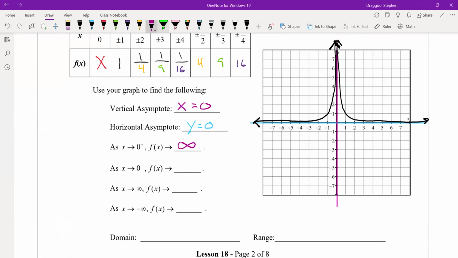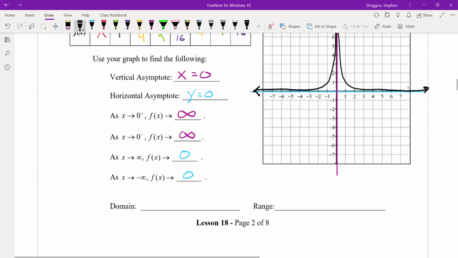The other one is going to ask me to look at approaching 0, but this time from the left. Start over on the left side and trace my graph in, and I am again headed up to positive infinity. The next two sets are going to ask us to look at what happens if x becomes really large. It's effectively asking us for the end behavior of this graph, what happens all the way to the right, and then what happens all the way to the left. And in both of those cases, our graph is approaching the horizontal asymptote, y equals 0.